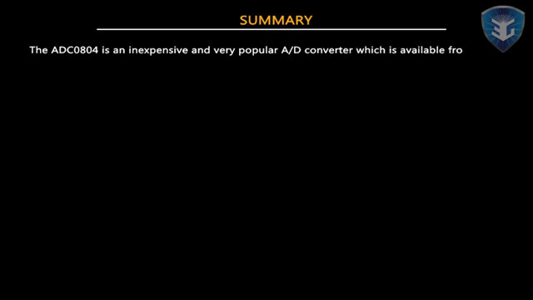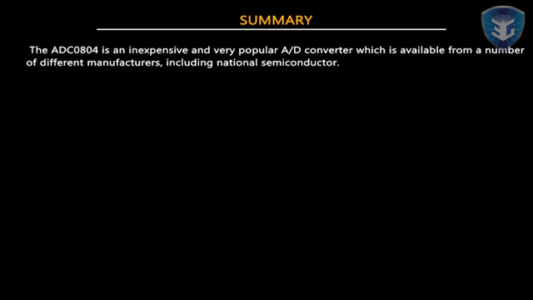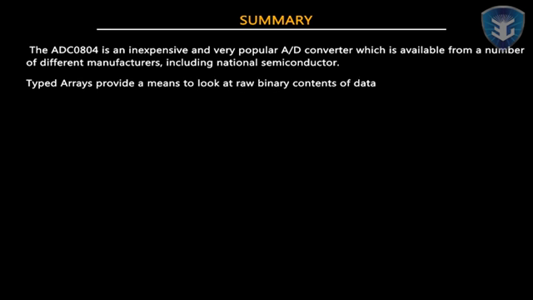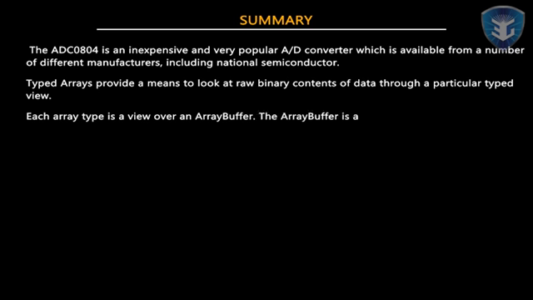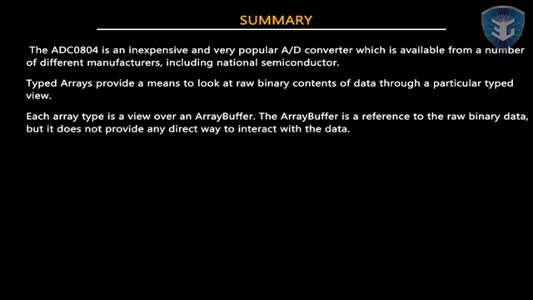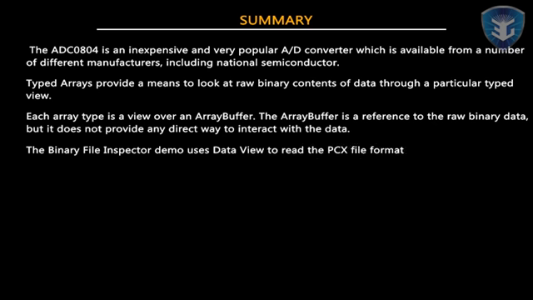Now in the end, let us summarize what we have learned in this lecture. The ADC0804 is an inexpensive and very popular AD converter which is available from a number of different manufacturers, including National Semiconductor. Typed arrays provide a means to look at raw binary contents of data through a particular typed view. Each array type is a view over an array buffer. The array buffer is a reference to the raw binary data, but it does not provide any direct way to interact with the data. The binary file inspector demo uses DataView to read the PCX file format and render it using a canvas element.